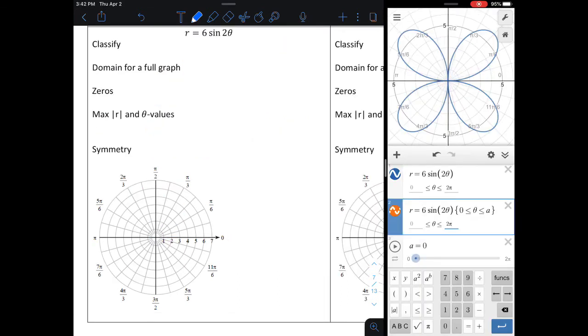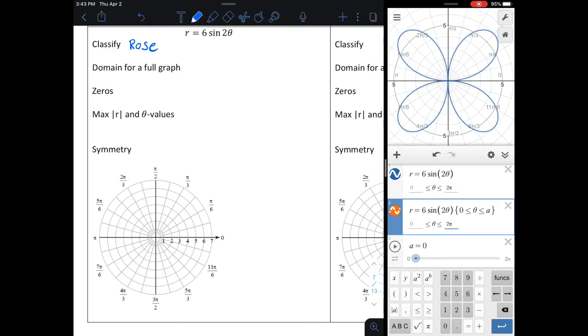Okay, let's look at this next one. r equals 6 times sine of 2 times theta. And I already have it put in here on Desmos, and we look, and it makes a rose curve. I see all the different petals. So we have a rose curve. It has 4 petals. We don't have to write that.